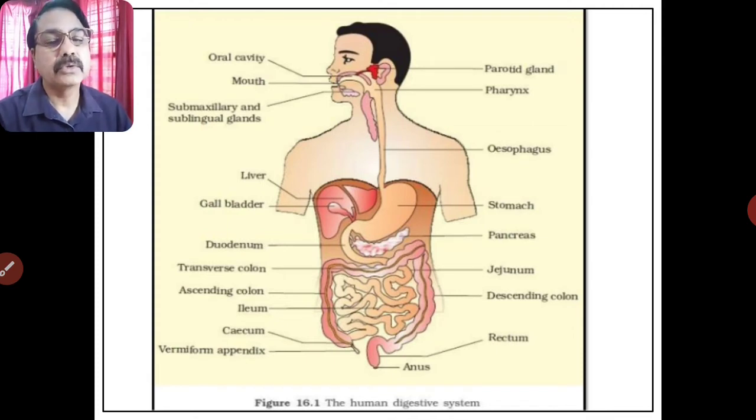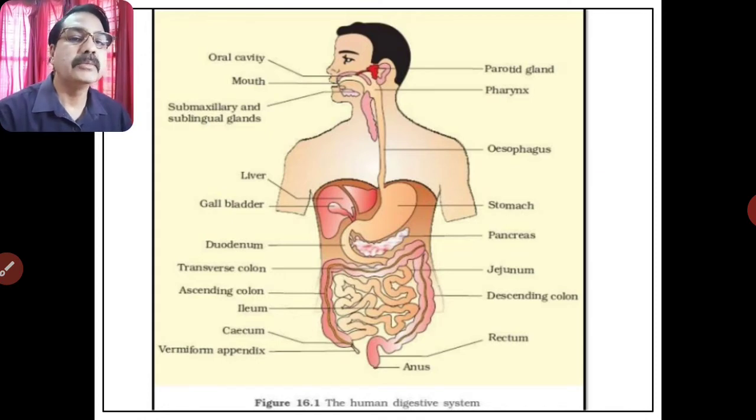Then there is the duodenum. This is the uppermost part of the small intestine. The small intestine is 6 meters in length. It takes 6 hours to absorb the digested food, which is ultimately digested in the duodenum. And this duodenum is connected with the jejunum, then ileum, and cecum. So these are the parts of the small intestine.